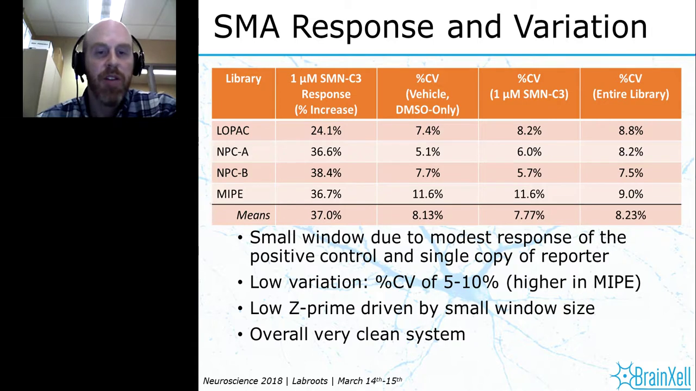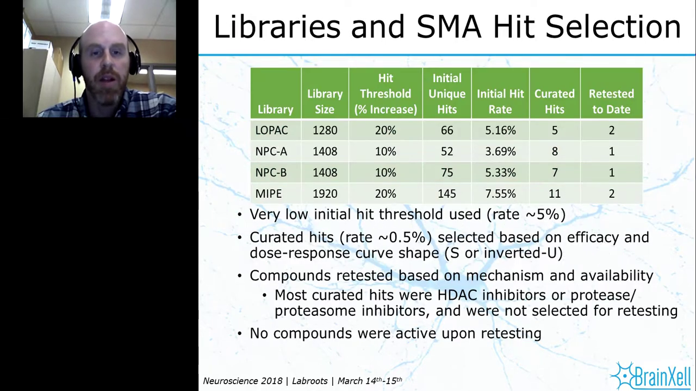So even with these numbers, the Z prime is relatively low, but again, with a little bit of curation of the data, we were able to pull out some potentially interesting compounds. When we cast a wide net, our hit rate was about 5%. When we looked through those hits using the quantitative data, we reduced that to about 0.5%.